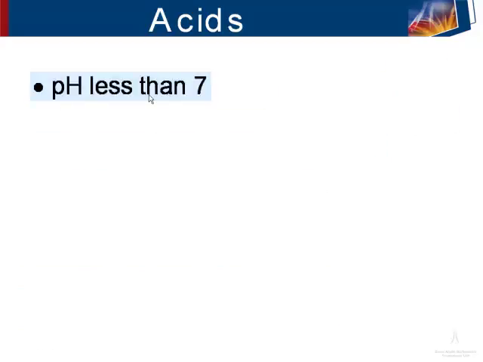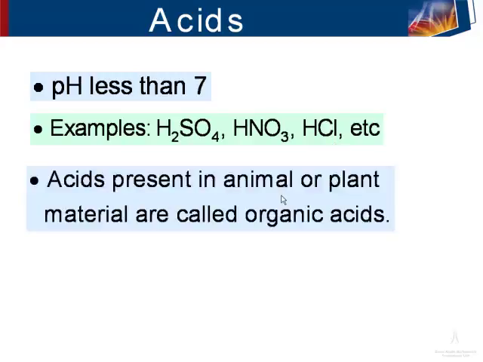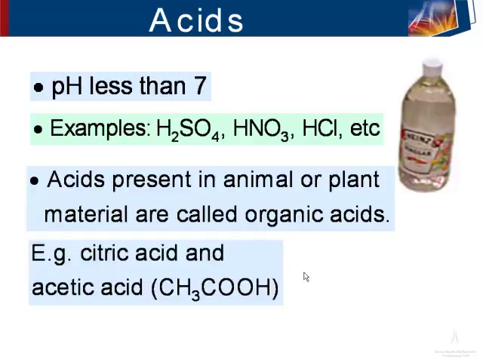They have a pH less than 7. Again, we'll explain the pH scale later. Common examples of acids include sulfuric acid, which is H2SO4, nitric acid, which is HNO3, and hydrochloric acid, which is HCl. The acids that are present in animal or plant matter are called organic acids. An example thereof is citric acid, which is found in things like orange and lemon, and acetic acid, which is commonly known as vinegar.